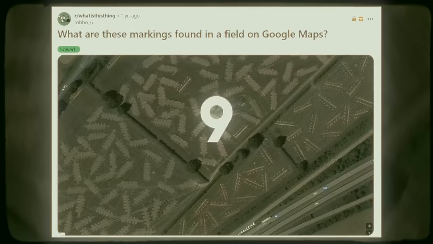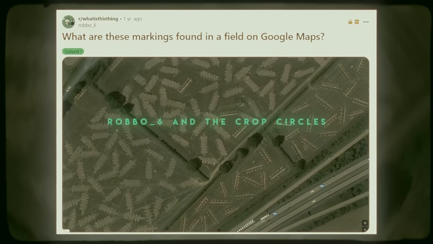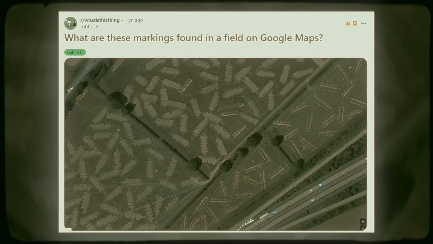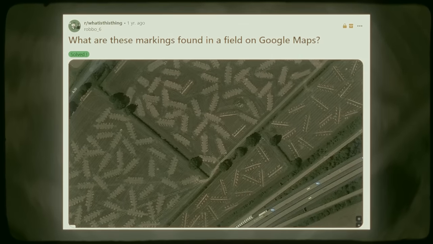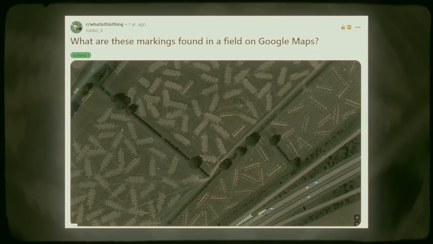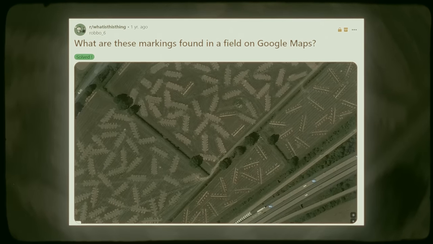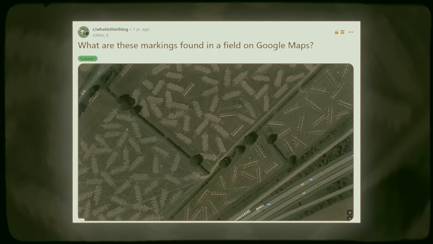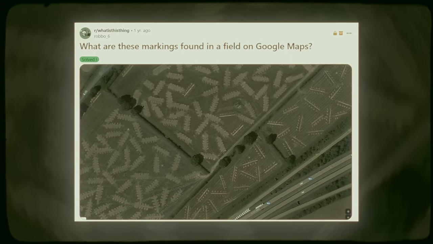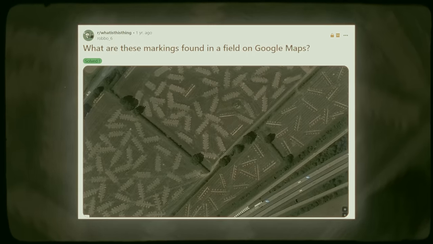Number 9. A year ago, Robo6 came to the subreddit What Is This Thing to ask for assistance in solving a mystery. He posted an image of a bird's eye view of a field that appeared to have extraterrestrial-like markings spread all over. He asked the community what these markings were that he discovered on Google Maps. While most may have initially theorized that these markings were the works of aliens, it was soon discovered to be much more mundane than that.